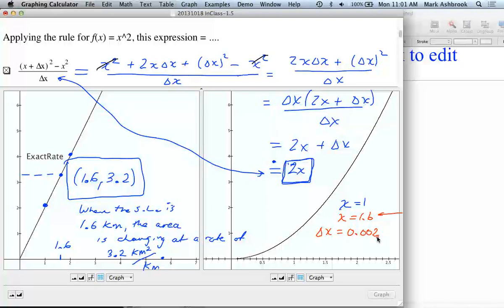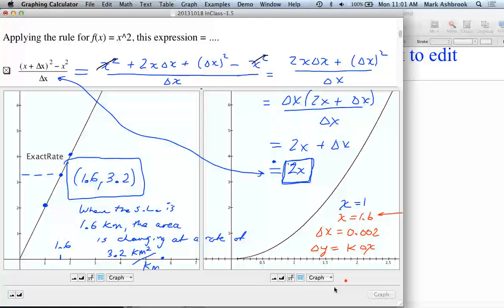What does 3.2 tell us about what will happen? Won't the area increase by 3.2 over 0.002? Okay, like just by that much. Will it increase by 3.2? No. How much will it increase by? By 3.2 over 0.002. So to get the change in area, it's going to be 3.2 divided by 0.002. No, times. Delta y equals k delta x.